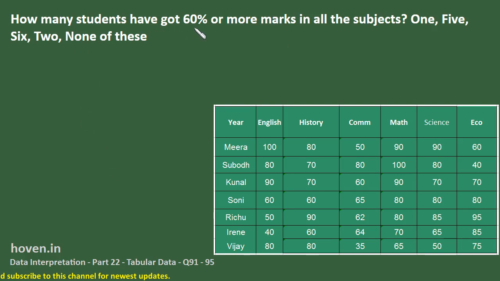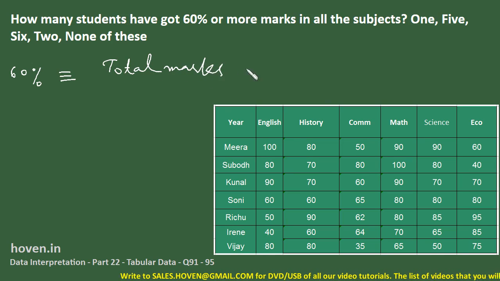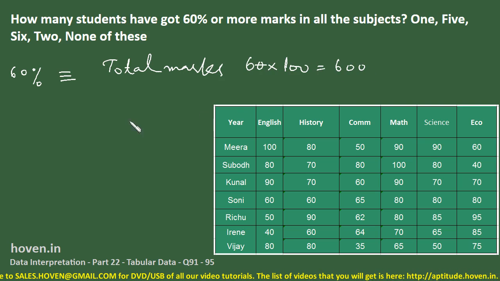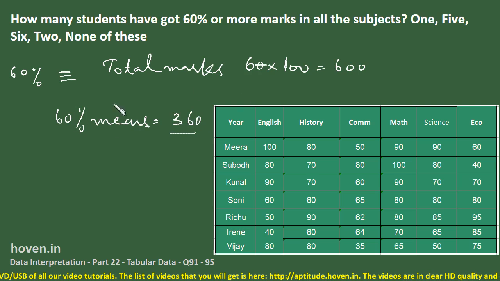How many students have got 60% or more marks in all the subjects? That is, has Meera got more than 60%? 60% would be equivalent to a total of how much? 1, 2, 3, 4, 5, 6. 6 subjects, total marks would be 6 into 100, equal to 600. And 60% means a total of 360. 60% into 600 is 360. We have to find all the students who have scored more than 360.